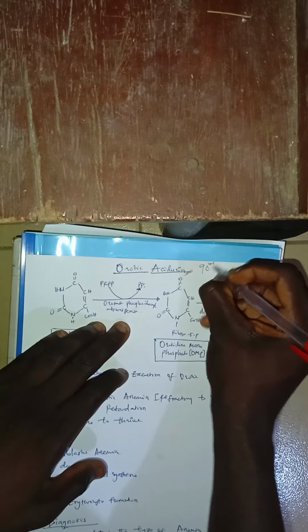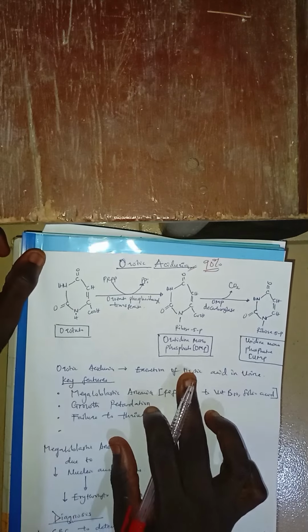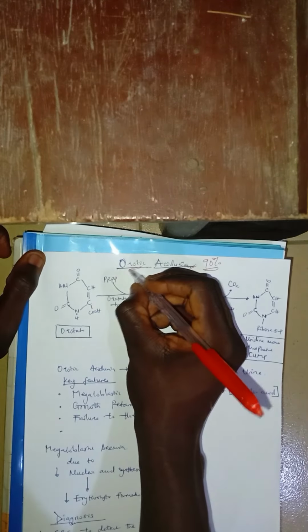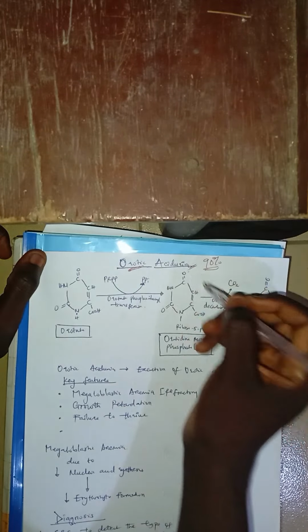All right, welcome back. In this video now, we're going to talk about a particular disease you're going to see in your exam. This one is like 90% sure. I get my point. Orotic aciduria, meaning excess of orotic acid in the urine. Excess of what? Orotic acid in the urine. That's what we call orotic aciduria.